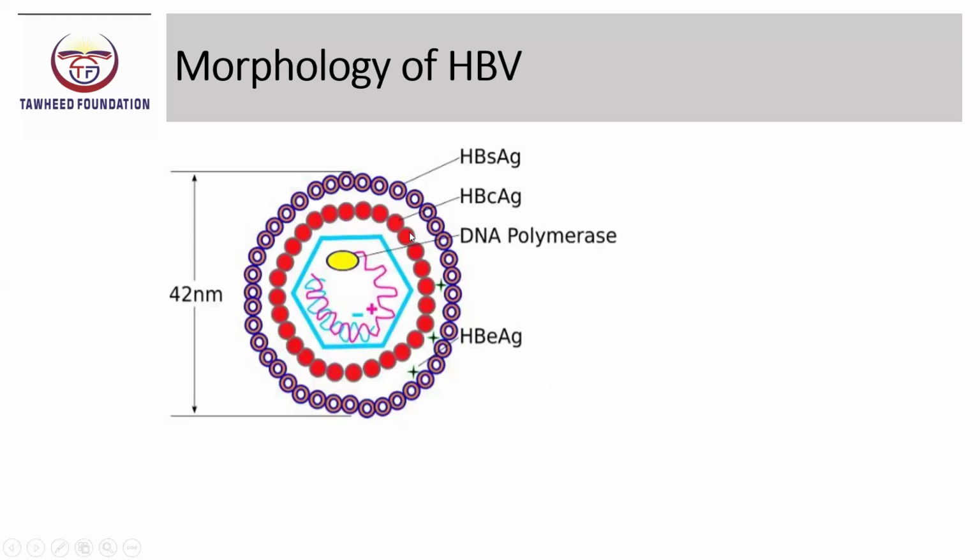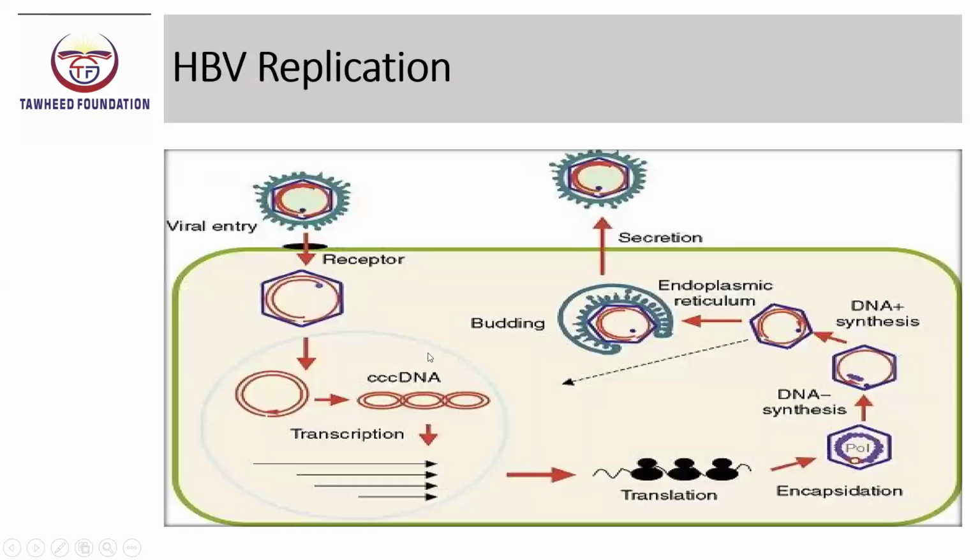Morphology of HBV: it is a double-stranded, enveloped virus. These are the key components of HBV: HBsAg, HBcAg, DNA polymerase. It contains the genome and HBeAg, and the diameter is 42 nanometers.